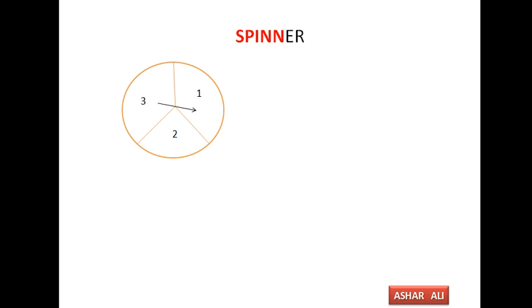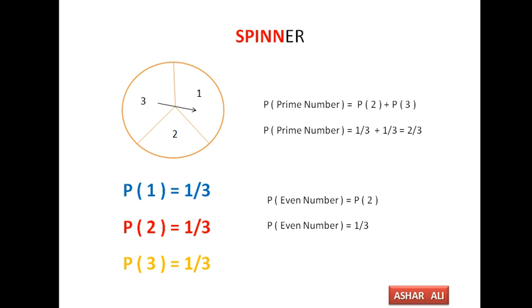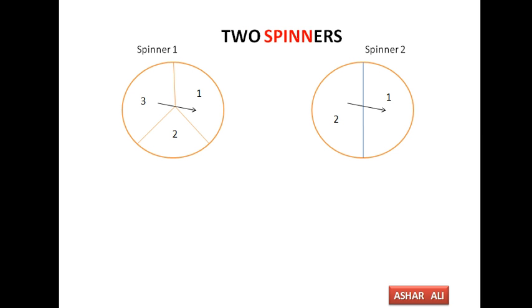In case of a spinner, probability of a prime number, we have only 2 prime numbers, that is 2 and 3. Therefore, when we add their probabilities, that is 2 upon 3, addition is done because we can only have a single one of them as an outcome. For an even number, the probability of 2 is needed because 2 is an even number, and the probability of 2 was 1 upon 3.